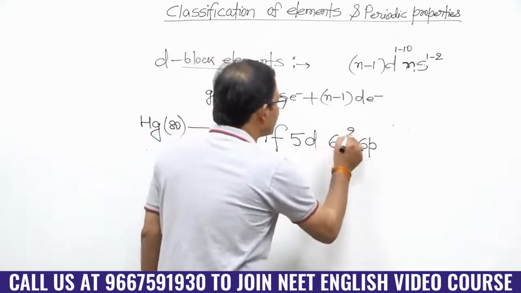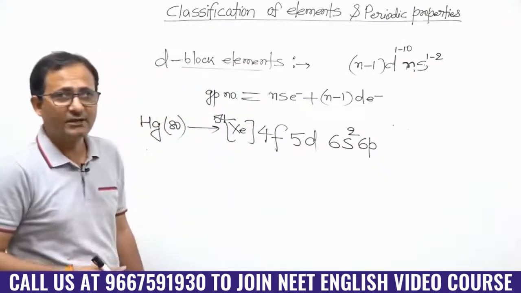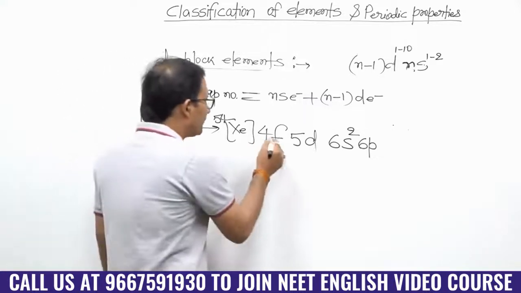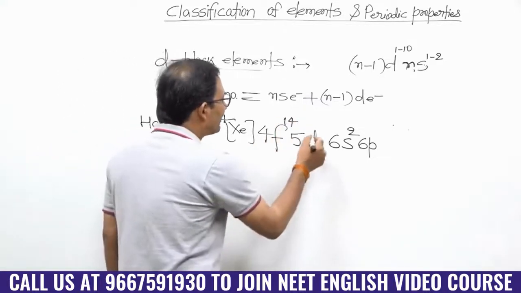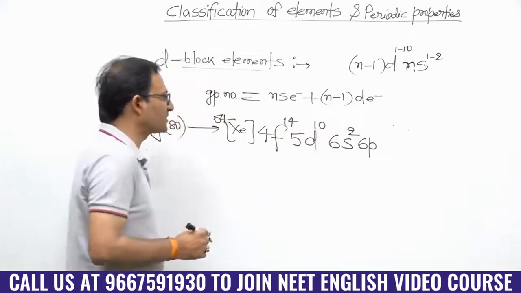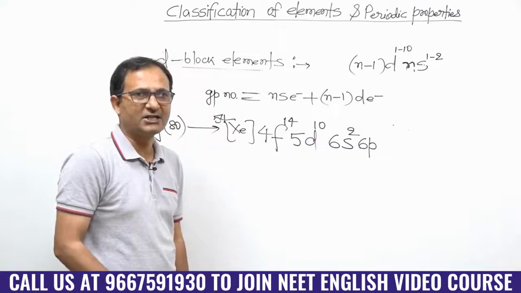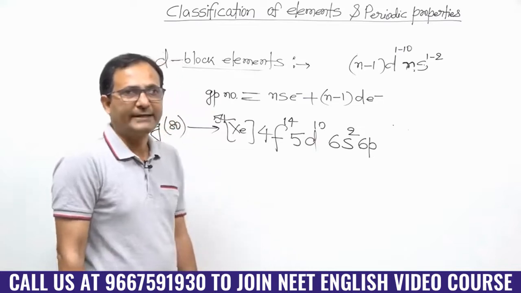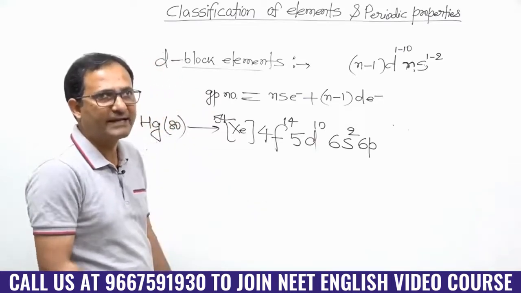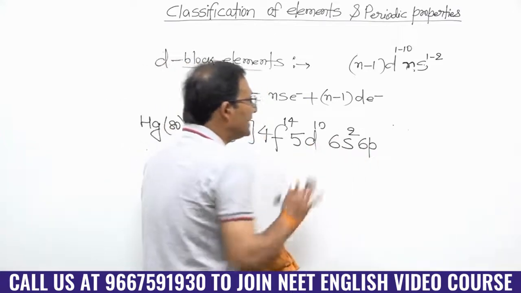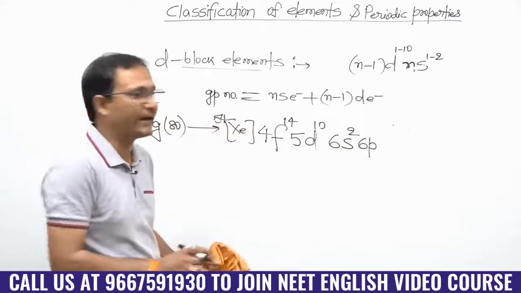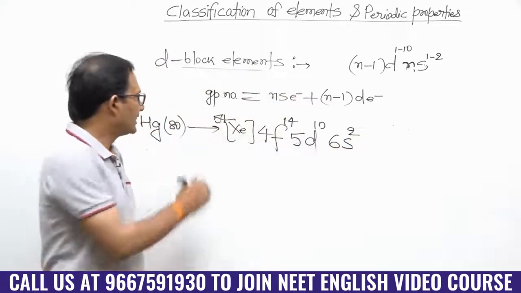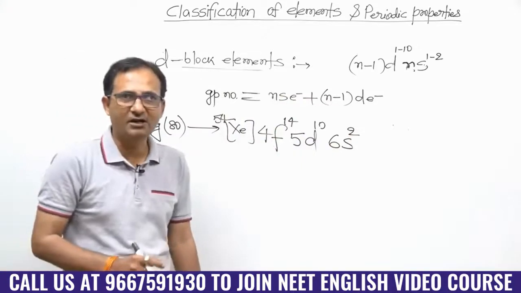Among these 4 subshells, the lowest energy is of 6s. Therefore, we will fill 6s with 2 electrons first. After that, 4f will get 14 electrons and 5d will get 10 electrons. Here 54 and 14, 68 and 10, 78 and 2, 80. 80 electrons completed. Therefore, 6p subshell is not getting any electron here, so there is no need of writing 6p. So, this is the ground state electronic configuration of mercury.